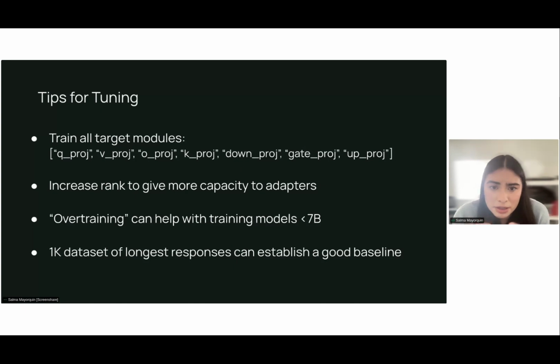And then some other things that you can look into, which we covered earlier, you can establish a great baseline just using 1,000 samples of the longest responses. This is a great place to start. It doesn't really require much data at all that you need to curate, and then you can even synthesize pretty quickly 1,000 samples for any task.